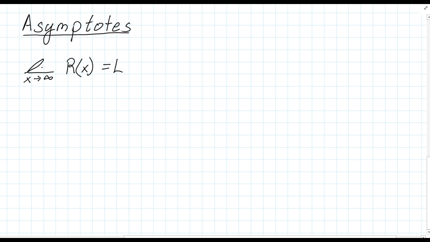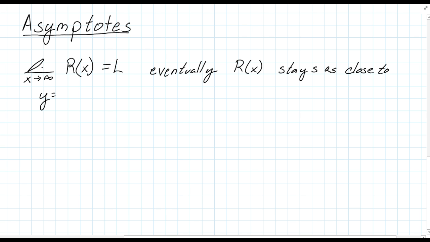That means that eventually r of x stays as close to the line y equals L as you like. So the idea is that if you tell me how close you want to be to the line y equals L, we can wait long enough going towards infinity so that our function is always that close. It has to stay that close from that point to infinity.